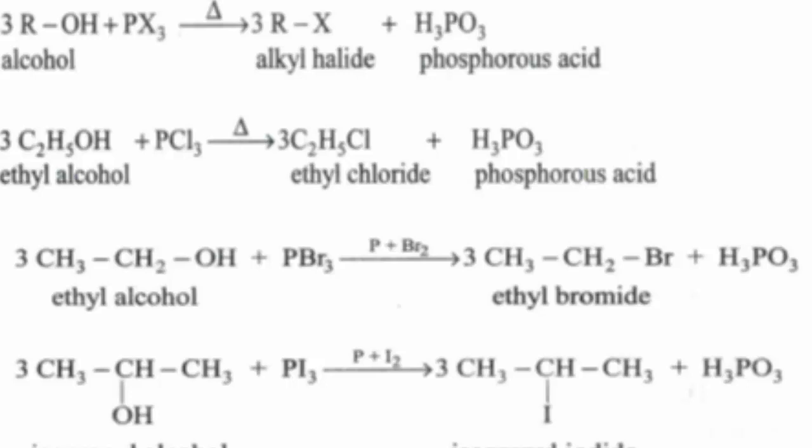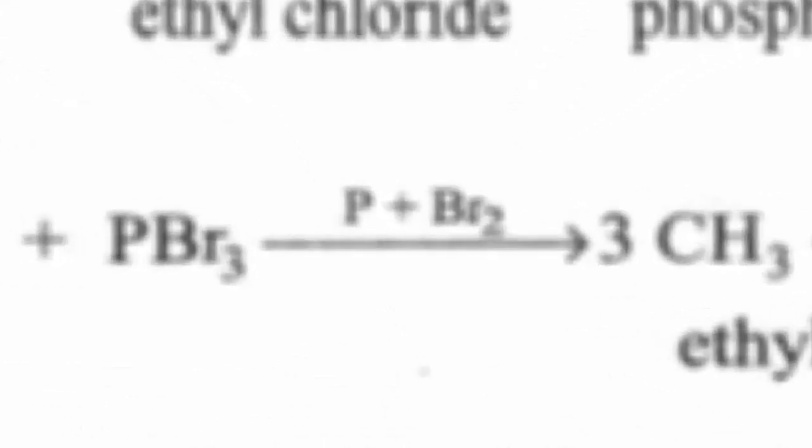But now in this case, you can observe we have written phosphorus plus bromine above the arrow. This is nothing but the reagent which is used for the preparation of phosphorus tribromide. As we have already discussed, phosphorus tribromide is an unstable compound, so we are preparing it in situ.